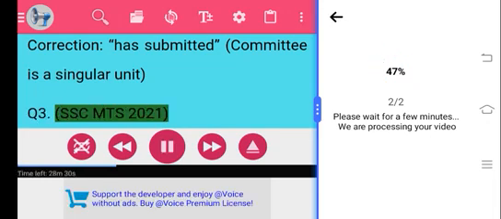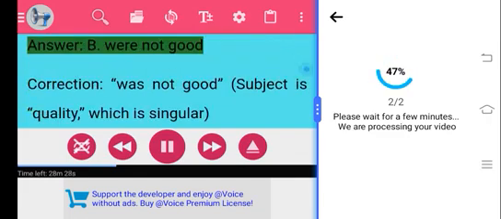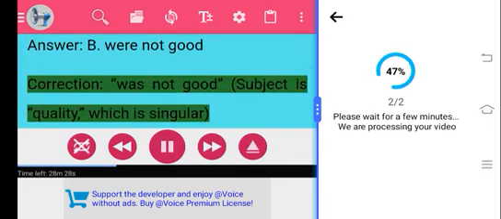Q3. SSC MTS 2021. The quality of the apples (B) were not good (C) so we returned them. (D) No error. Answer: B, were not good. Correction: was not good. The subject is quality, which is singular.